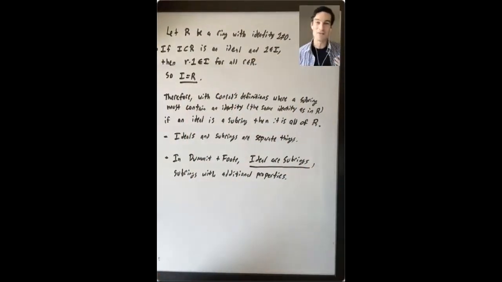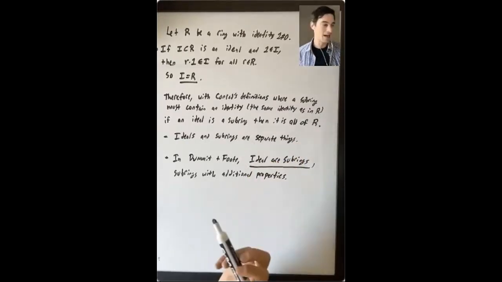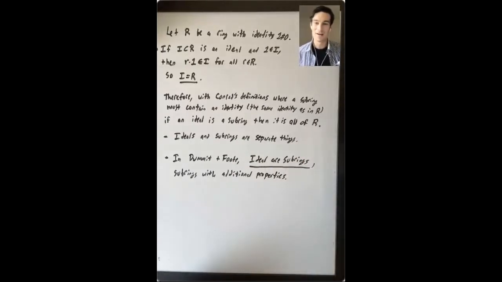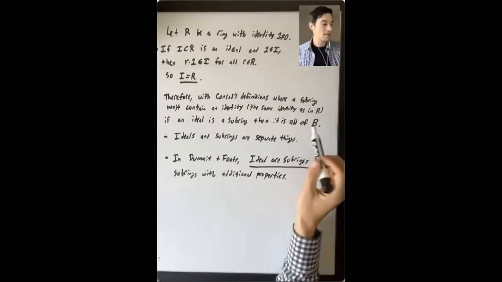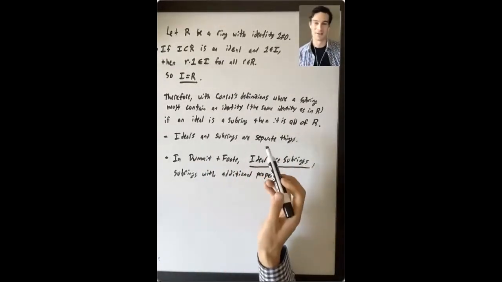So that means if you take Conrad's definitions, where a subring has to contain the identity, and it has to be the same identity from the ring R, then if an ideal is a subring, then it is the whole ring. So what does that mean? That means ideals and subrings are different things. The only ideal that is also a subring is the whole ring R. So we can study ideals and we can study subrings, but we shouldn't really think about them together.